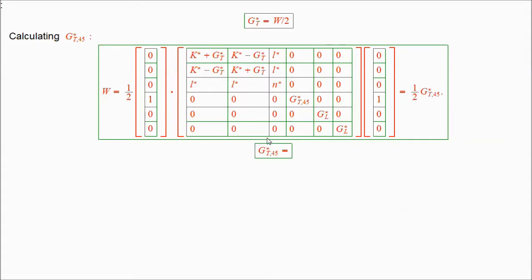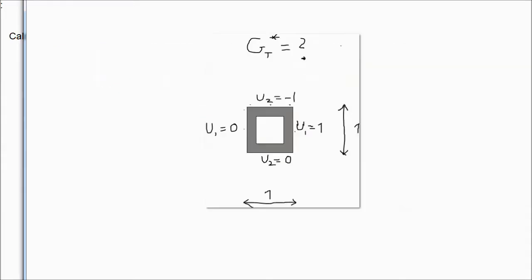G_T45 star is equal to 2 times the energy. So for this case I have to calculate something. I have to use boundary conditions such that this gamma 1,2 is equal to 1. And how can I do this? Well, let me show you.